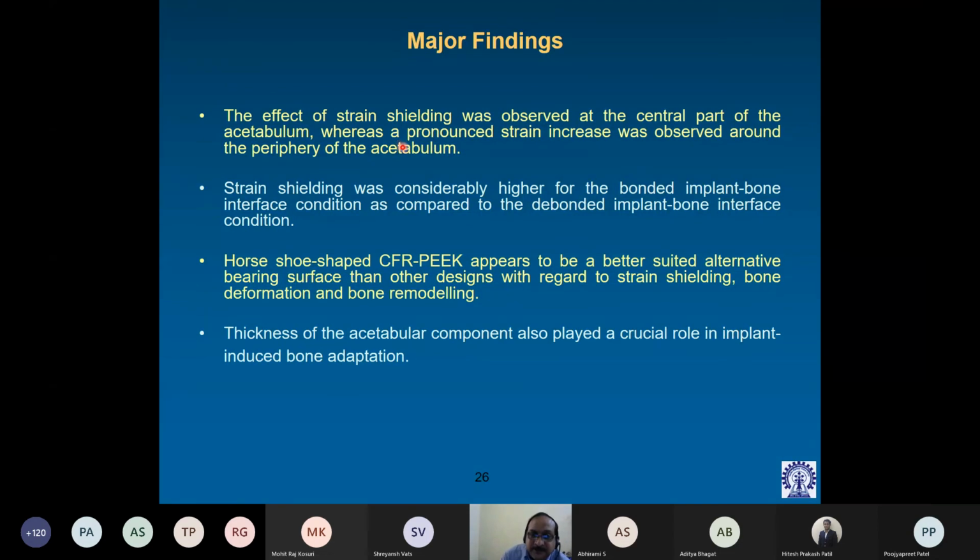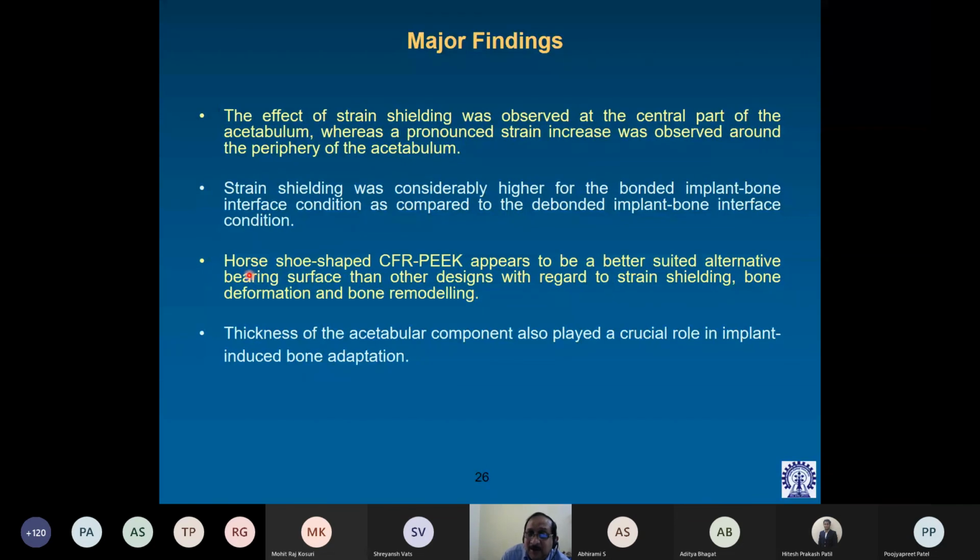So strain shielding was considerably higher for the bonded case. So these are more intricacies. Different interface conditions lead to different stress strain results. Changes in design lead to changes in bone remodeling patterns.